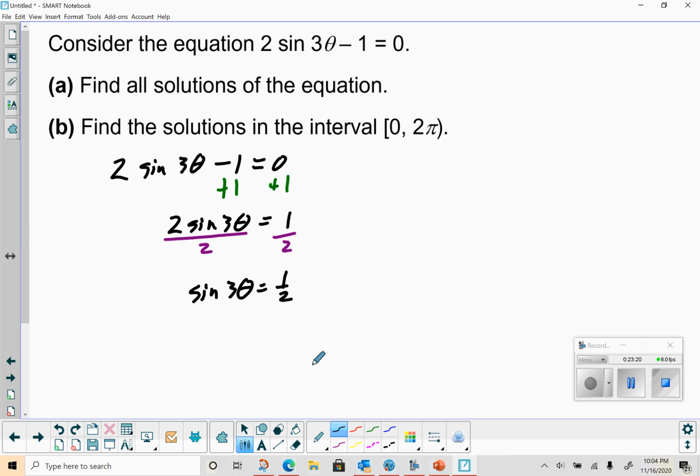And again, from our note card, we know that 1/2 happens for sine at pi over 6 in the first quadrant. And then in the second quadrant, again, pi over 6 is our reference number. So that turns out to be 5 pi over 6. Again, all the solutions. So we'll do our standard plus 2k pi.